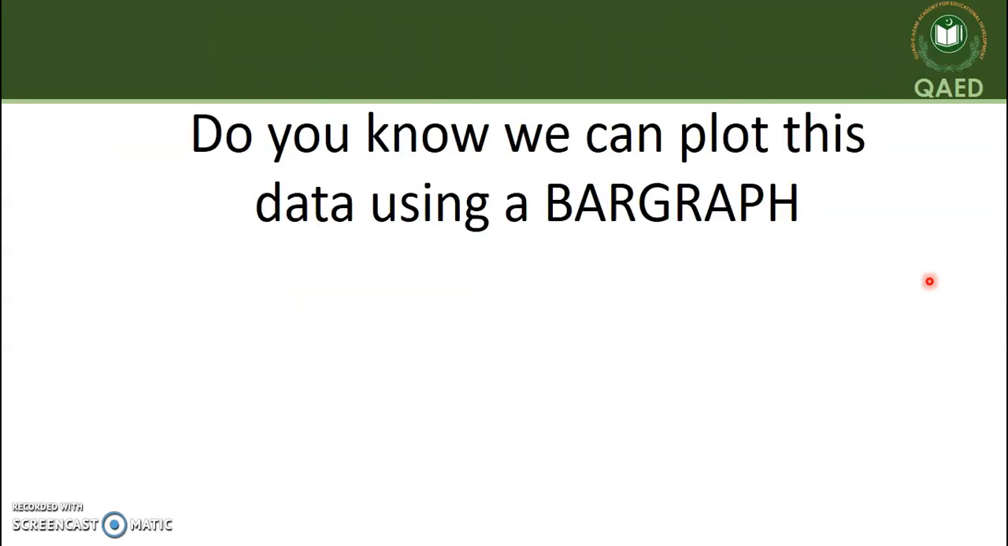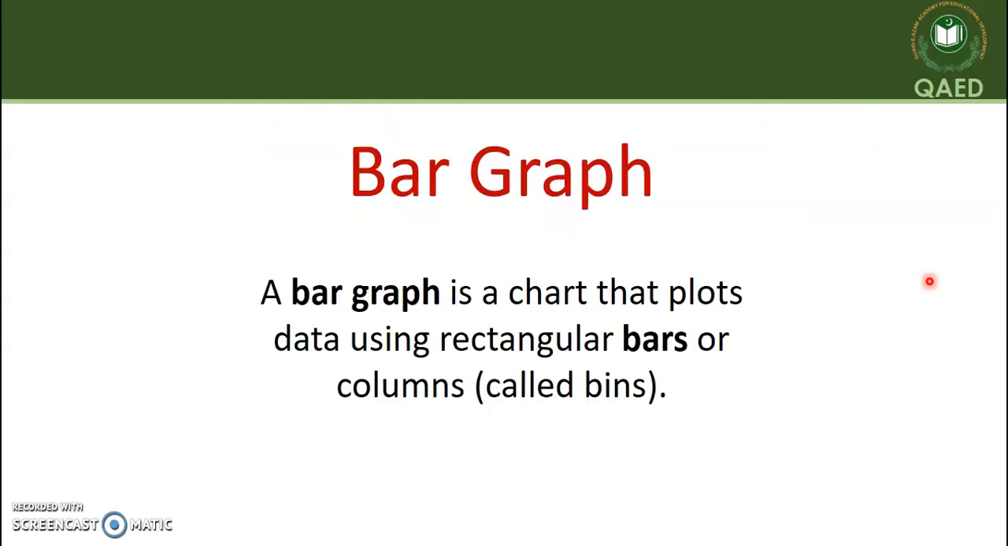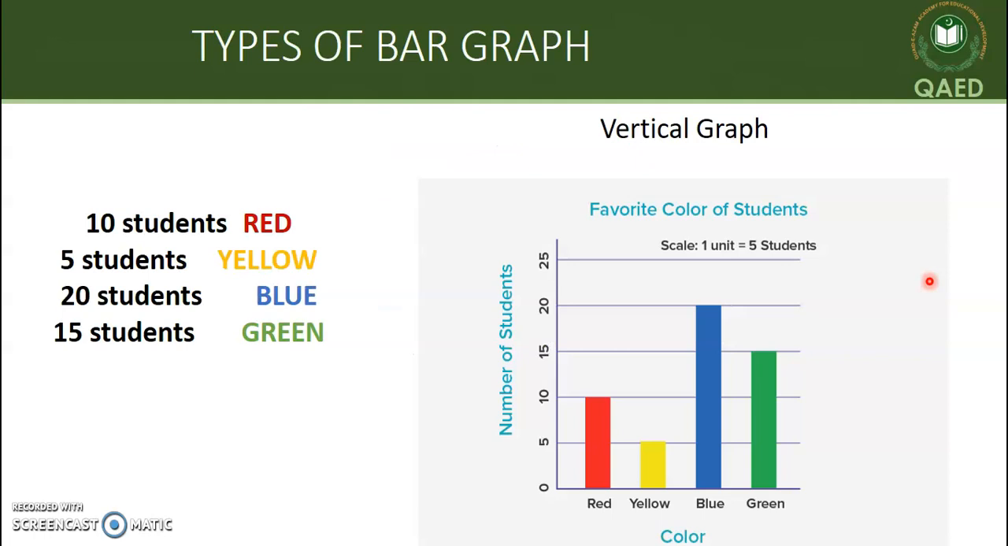Do you know we can plot this data using a bar graph? What is a bar graph? A bar graph is a chart that plots data using rectangular bars or columns. These bars are also called bins.